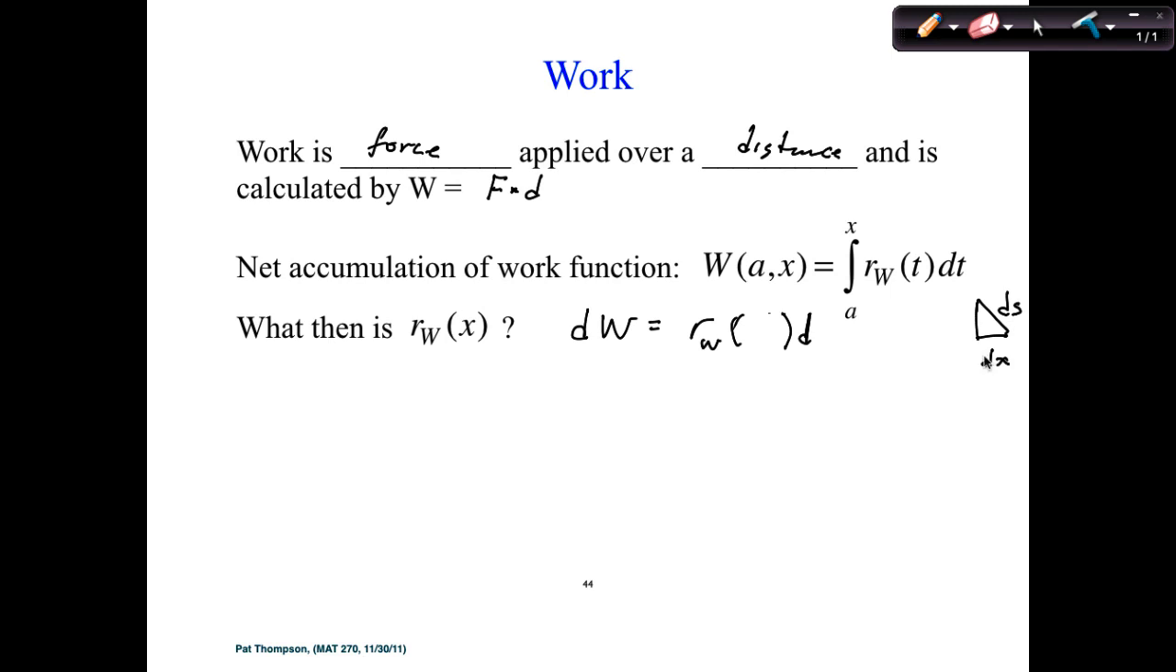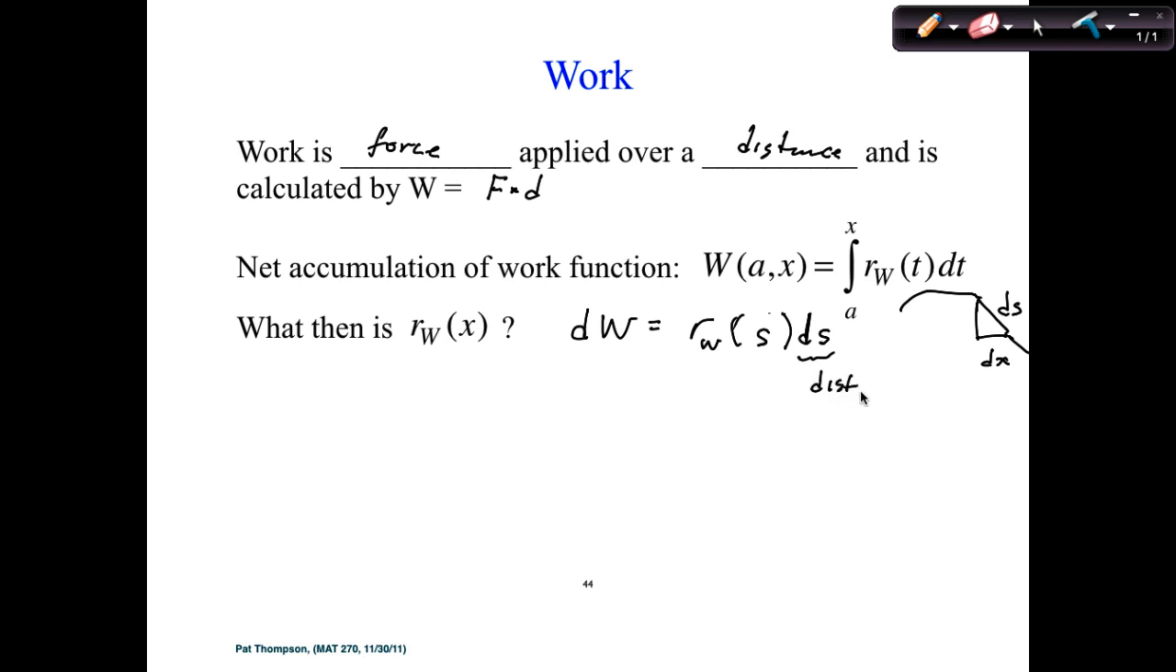We don't want dx if my curve is coming along like this. Then I need ds, right? So, if work is force times distance, in order to find the rate of change, we can say dw equals rate times ds. Well, what is ds? ds is a little bit of distance.